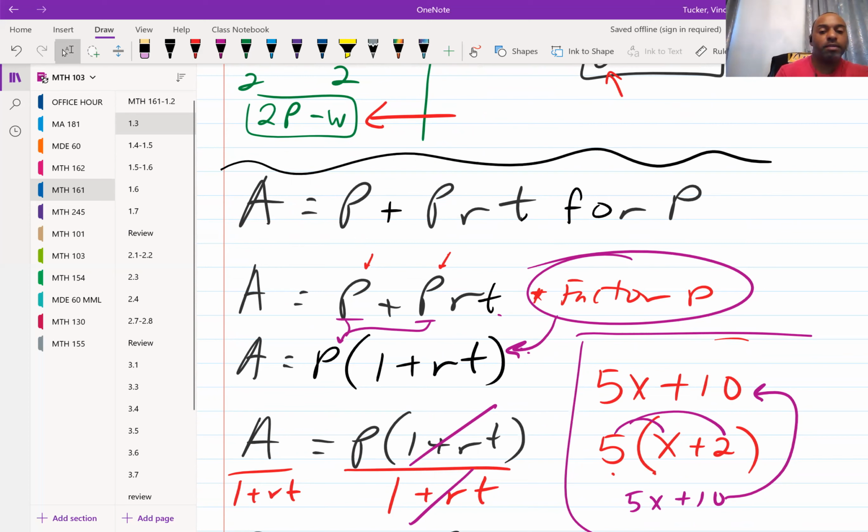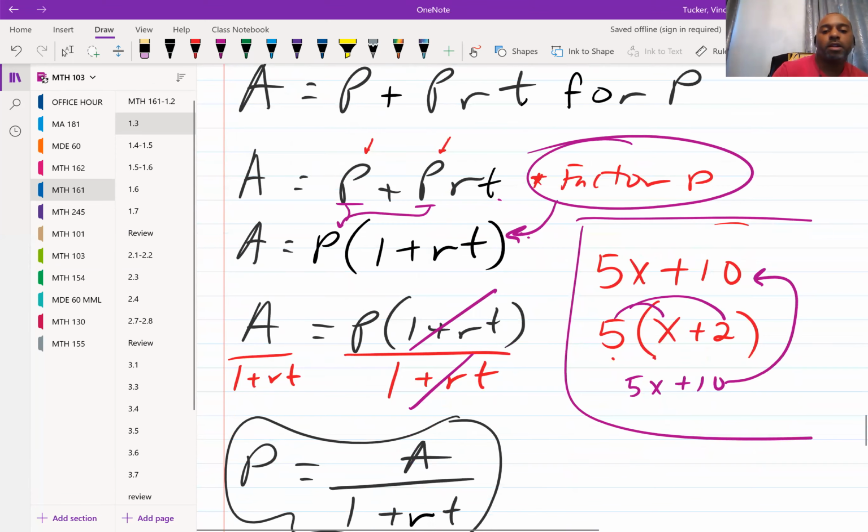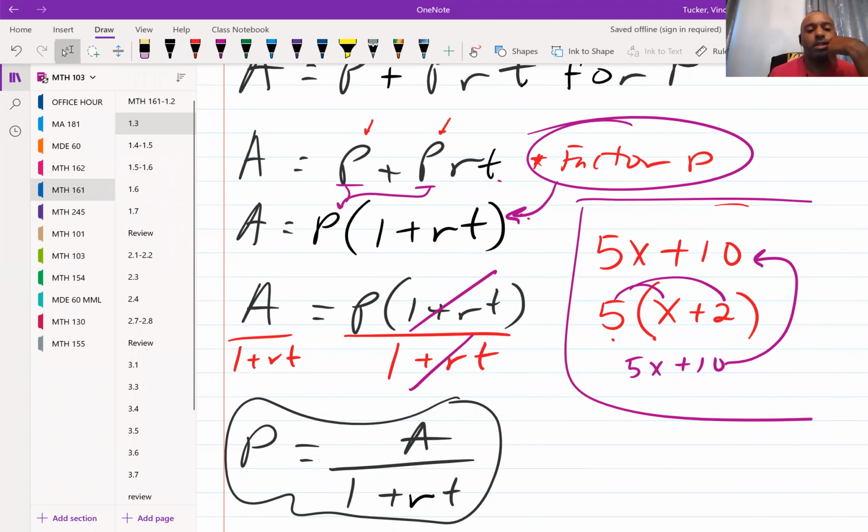Remember, your goal is to get P by itself. So we divide both sides by 1 plus RT. That whole quantity, we divide both sides by that whole quantity. And that's it. That's your answer. P is equal to A over 1 plus RT.